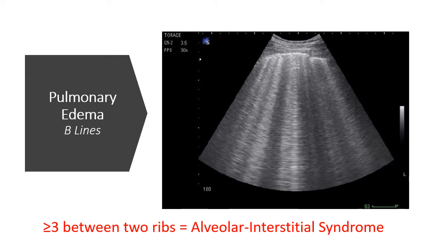So anytime you have greater than or equal to 3 of these lines in a single imaging field, then that's typically pathologic and corresponds to having this interstitial syndrome that we talked about. If you have less than 3 lines, then that does not necessarily mean there's any type of fluid in the interstitium, because this can happen in normal lungs.